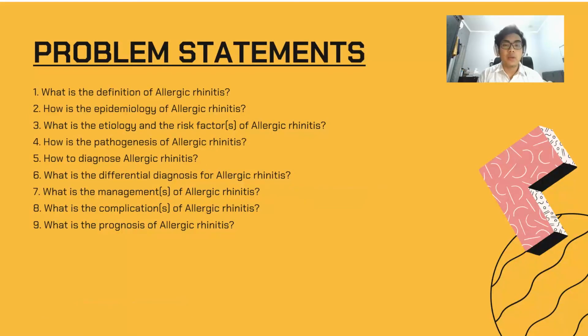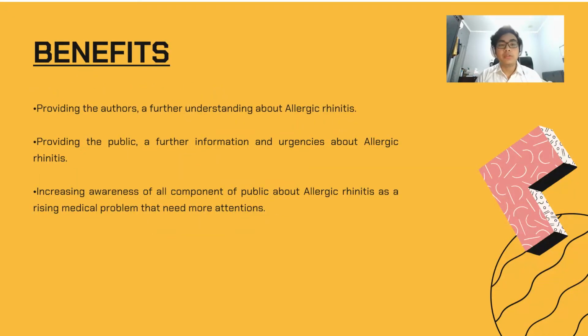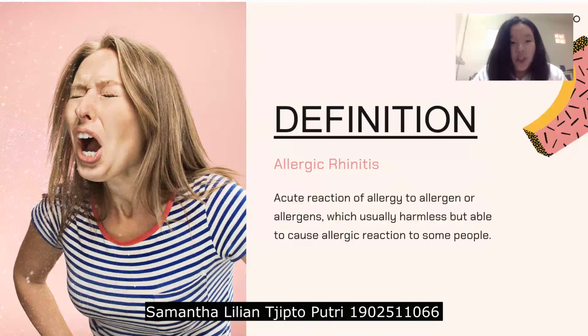Next, for the problem statement, there are 9 key points of this review. Also, there are 9 points of aims, and also a benefit of this review. Next. So the second chapter will be started with definition.